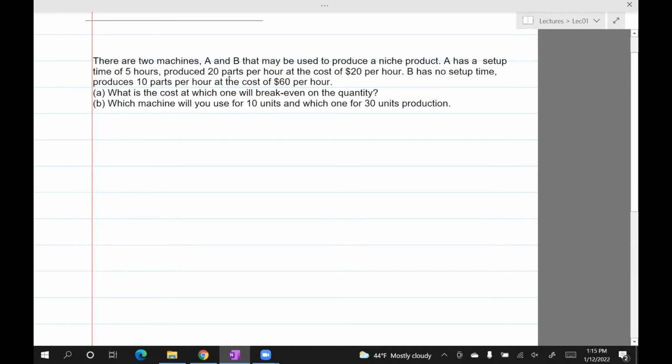It produced 20 parts per hour at the cost of $20 per hour. B, on the other hand, has no setup time. It produces 10 parts per hour at the cost of $60 per hour. Well, what is the cost at which one will break even on the quantities?